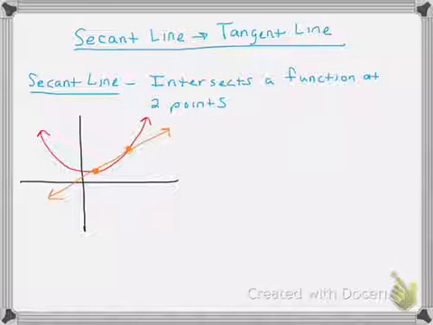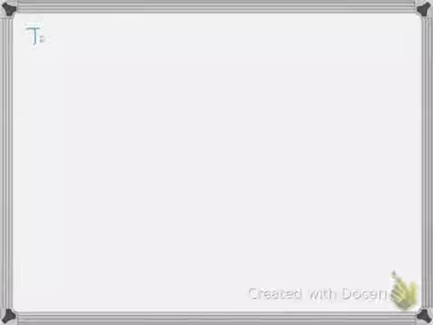All right, now when I draw that line, you can see that the function, the quadratic, just got intersected at two specific points, and that's that secant line. So that's the definition of a secant line. The next one is going to be our definition of a tangent line.